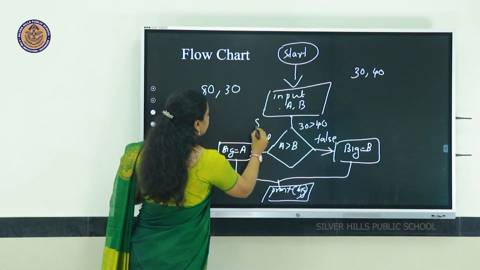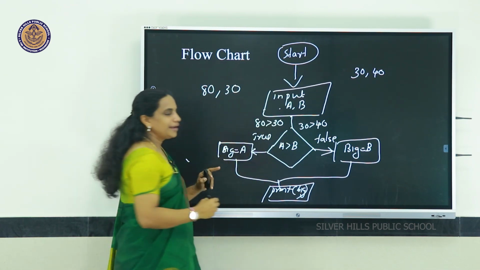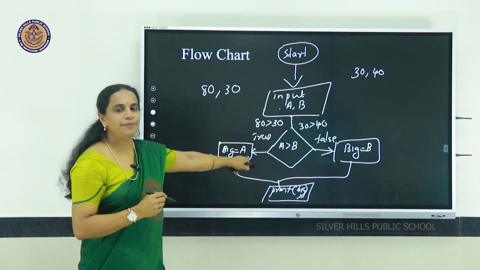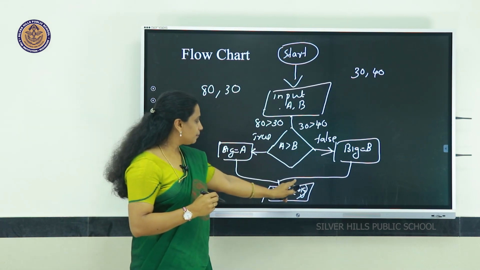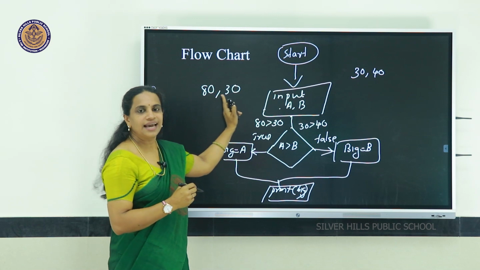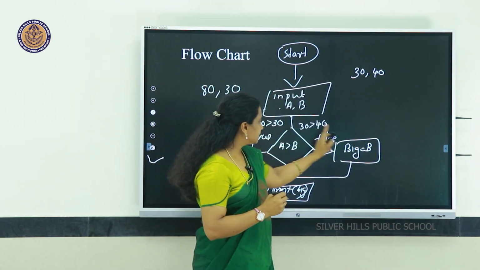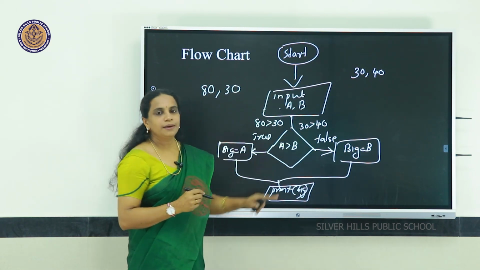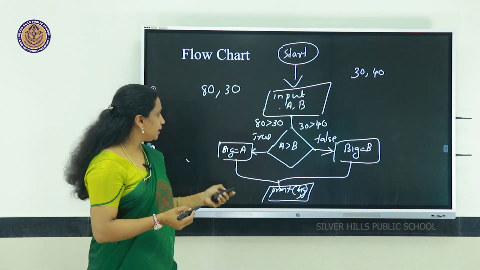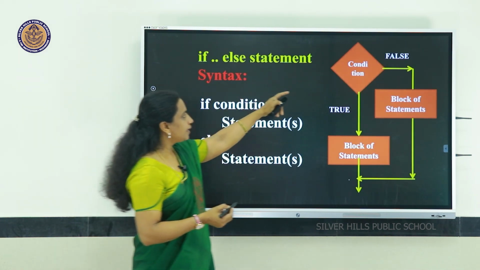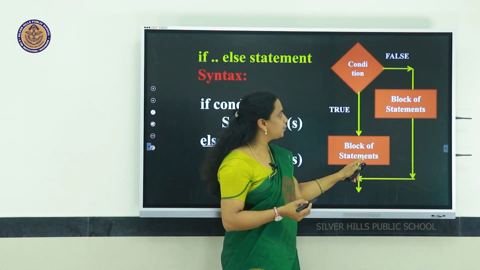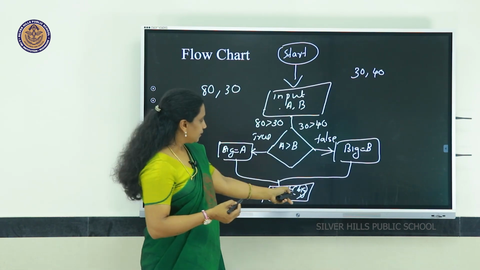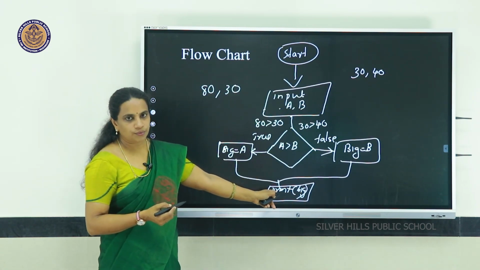Now, what is the checking? Is 80 greater than 30? Yes, 80 is greater than 30. This part is executed, that is, the biggest number will be assumed as A. Now, finally, what will be the answer? Print biggest means in this case 80 will be printed, and in the other case, that is 30 greater than 40, what will be the answer? 40 will be printed, that is, the biggest number is B itself. Just to compare with this one, the condition is checked, true, a block of statements is executed, false, then a block of statements is executed, and after that the biggest number is printed.